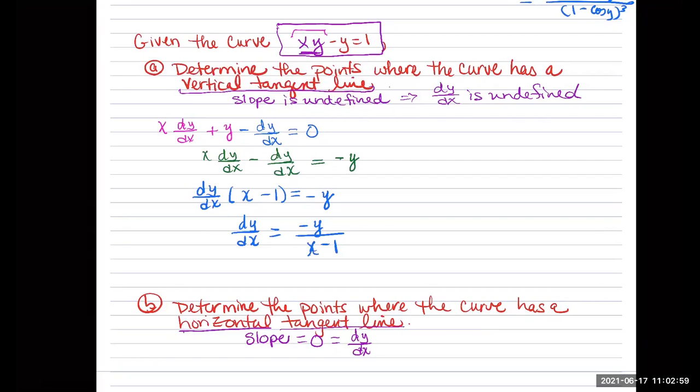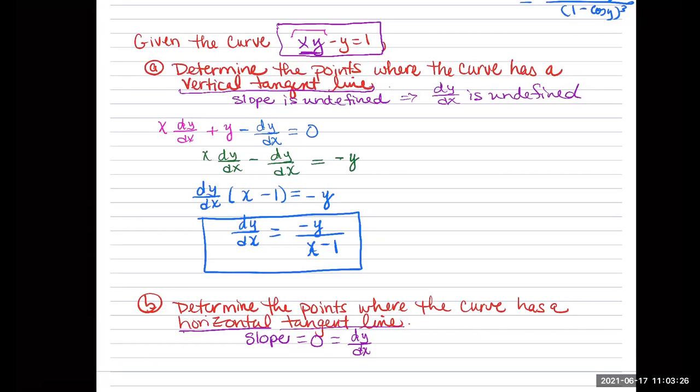Okay, so that's my derivative. And we're going to go from there. So any questions about the dy dx part? Okay, so now we go back to the question. So the first question says that we want to know the points on the curve where the slope is undefined.